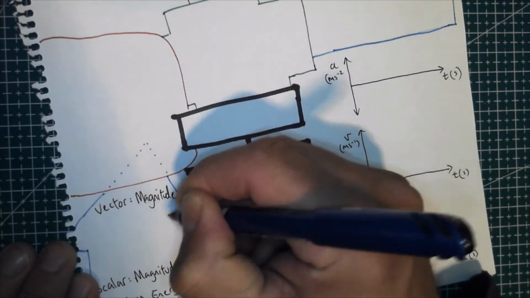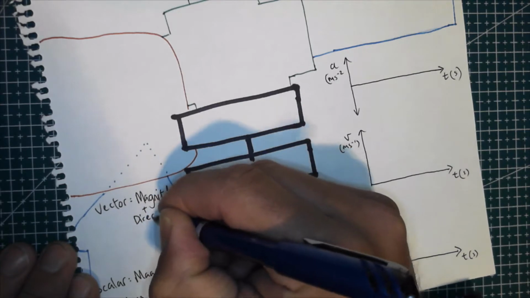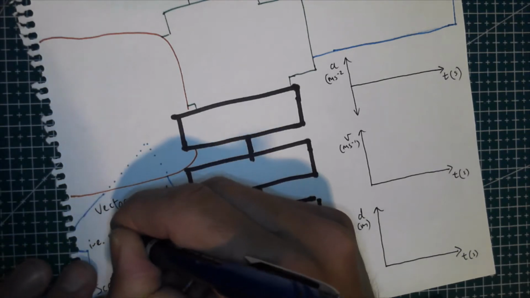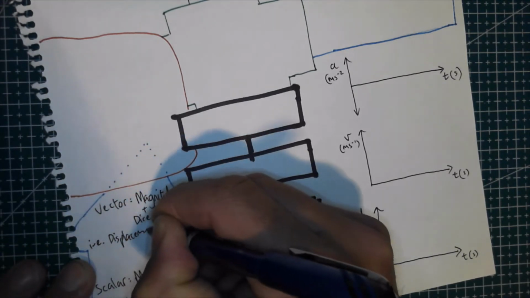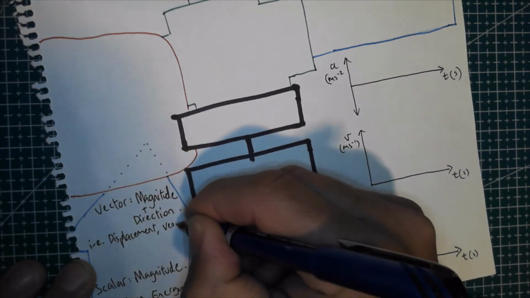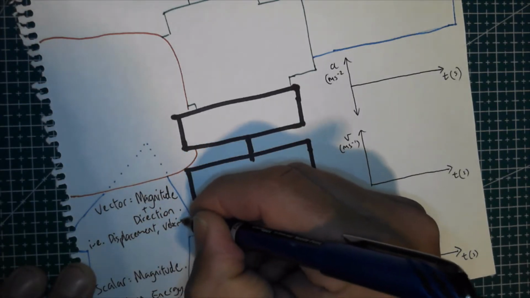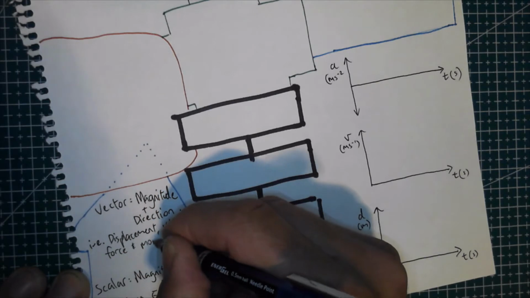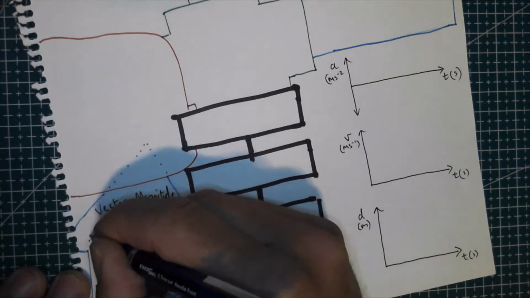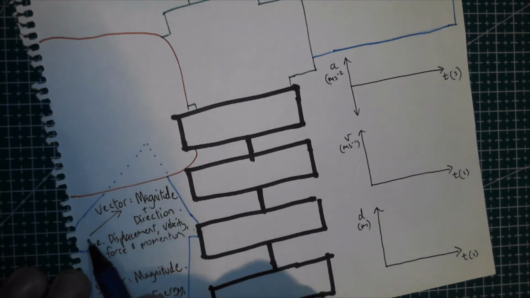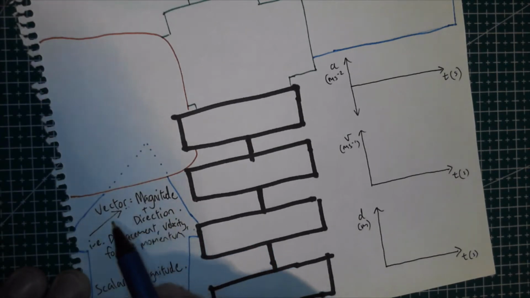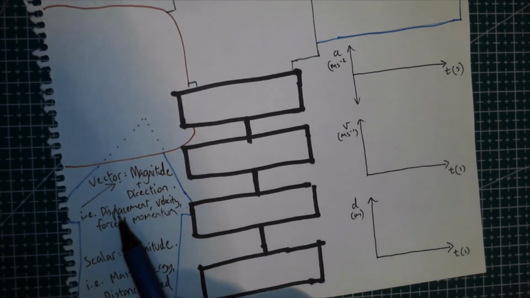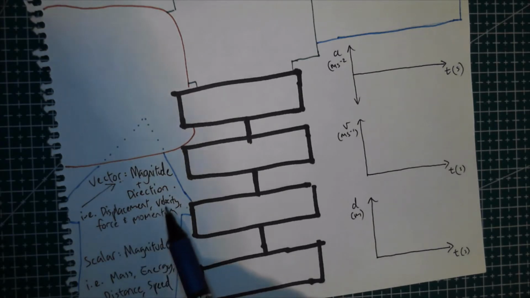Then there's vectors. Vectors have magnitude and they have a direction. So some examples of this are displacement, velocity, force, and momentum. So vectors are often shown with an arrow because they have a magnitude, which is represented by the size of the vector, the length of the arrow, as well as a direction, which is the direction that the arrow is pointing in.